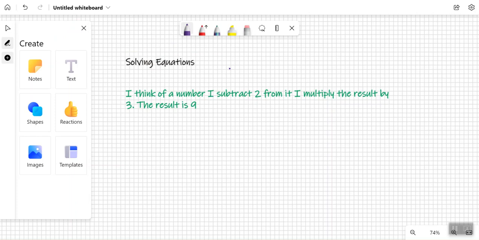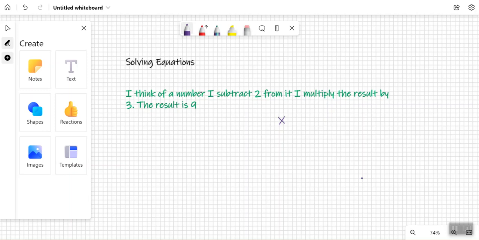Okay, so if we have a look at this, we want to have a read over this and we want to turn this into an algebra expression. So I think of a number. What we always do is we let the number that we're trying to work out be equal to x. So in this case we let the value be equal to x. So x is the number.